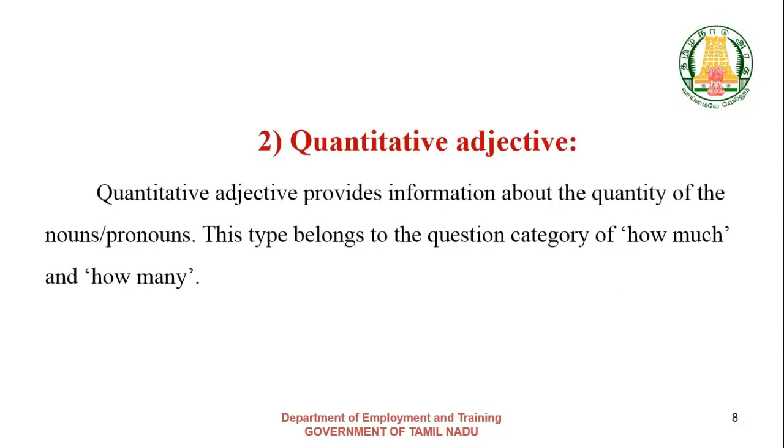So the second type is quantitative adjective. Quantitative adjective provides information about the quantity of the noun or pronoun. This type belongs to the question category of how much and how many. So this quantitative adjective can answer the questions how much and how many.